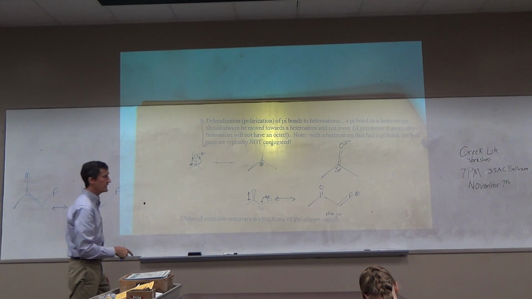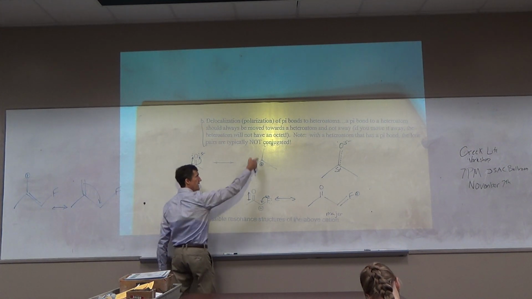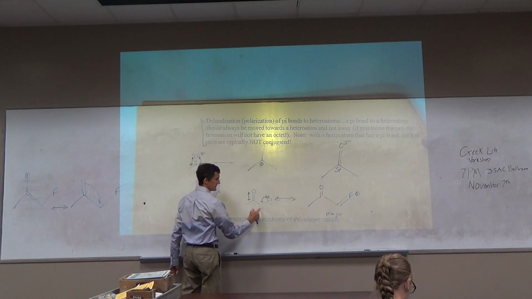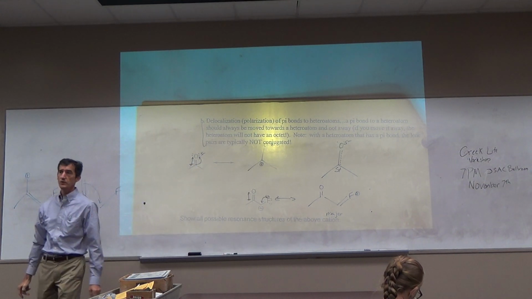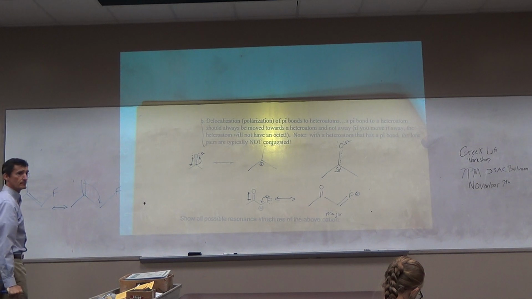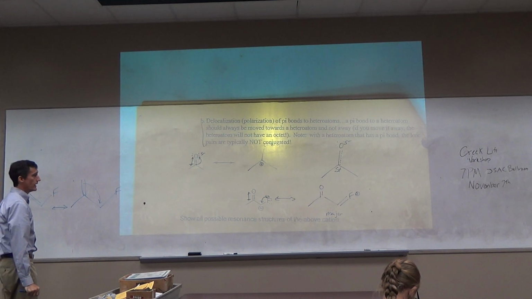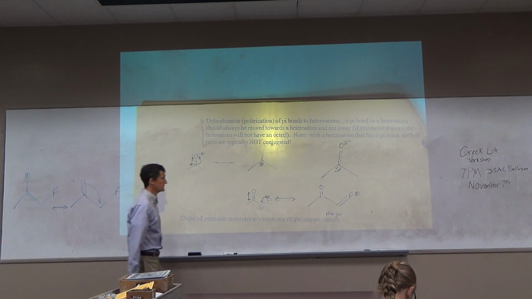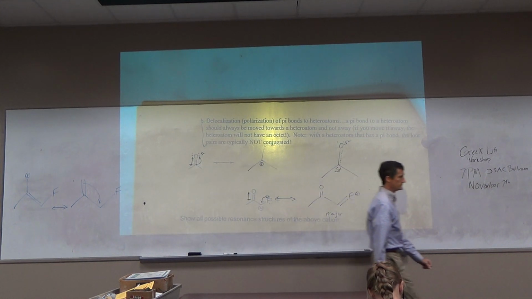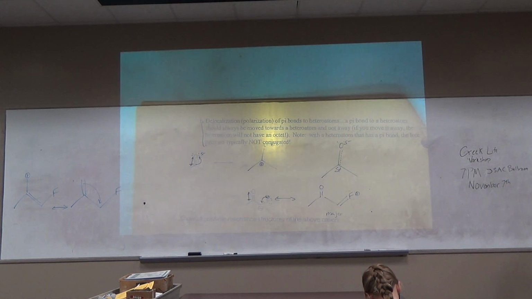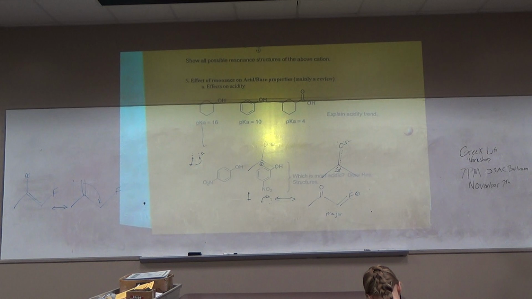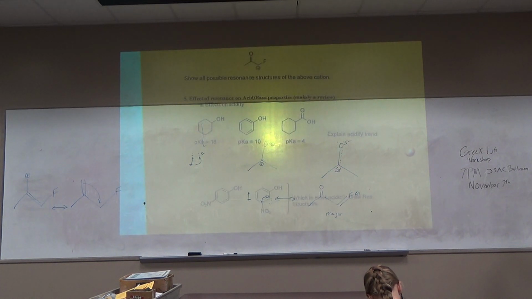Again, you get that? I could have just polarized the pi bond like that, but then I would have had three charges, and that charge would have still been there. It would not have been delocalized. All right? Golden rule. Okay. Acidity, resonance structures.